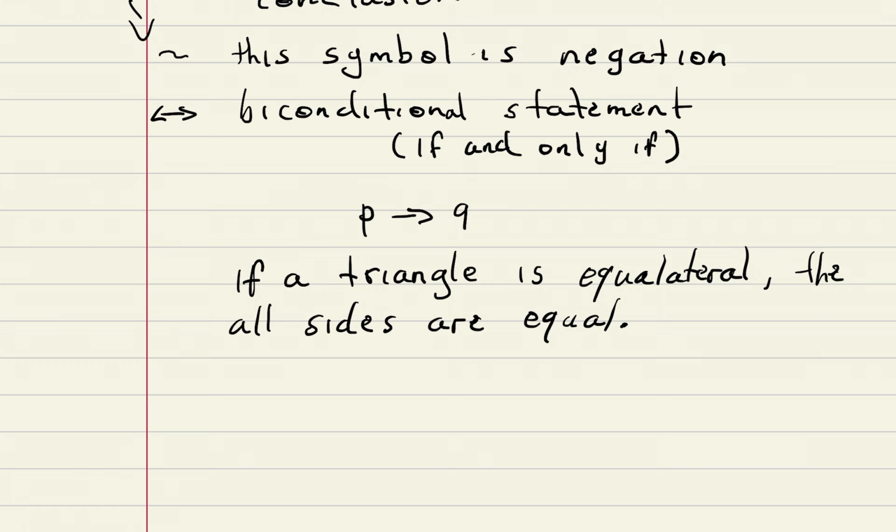So essentially the P, which is the symbol, in this case stands for if a triangle is equilateral. And then we have the arrow, which connects it to the conclusion, which in this case, this actually should be then. If a triangle is equilateral, then all sides are equal. The conclusion, then all sides are equal, would stand for Q. So that's a short form that we have here, P to Q.